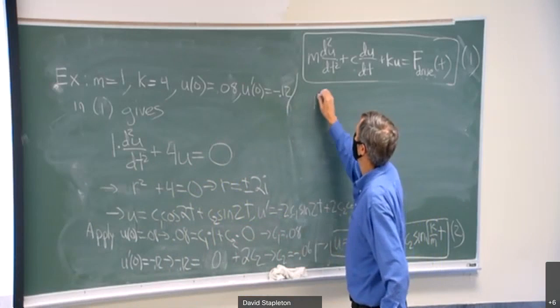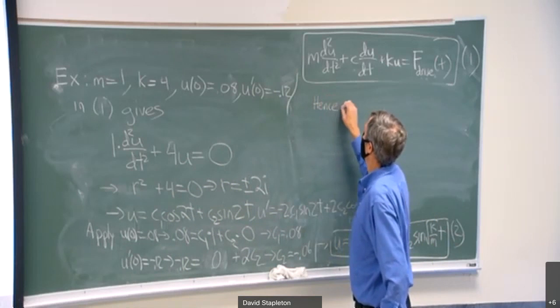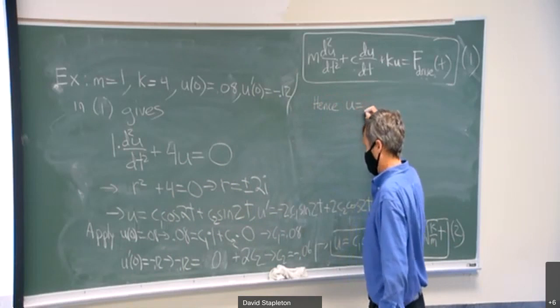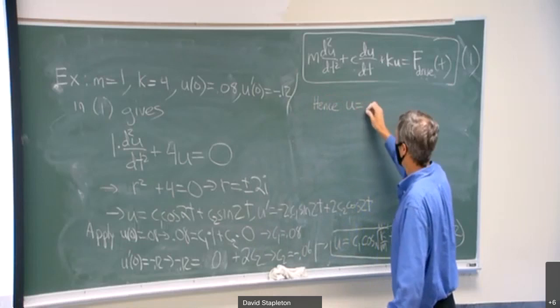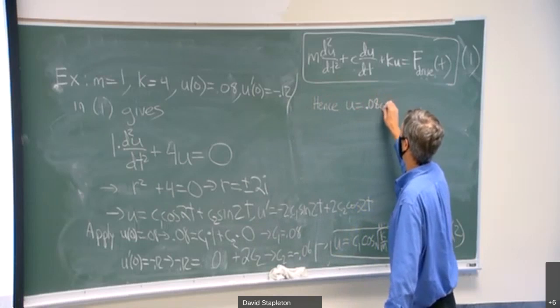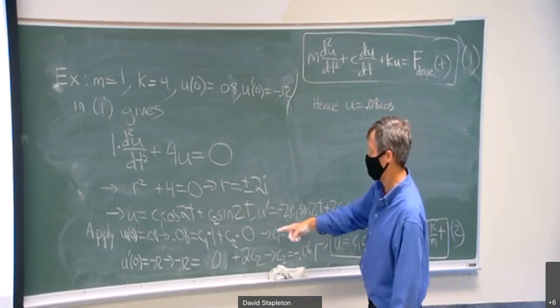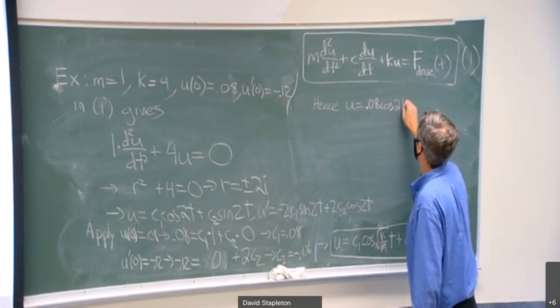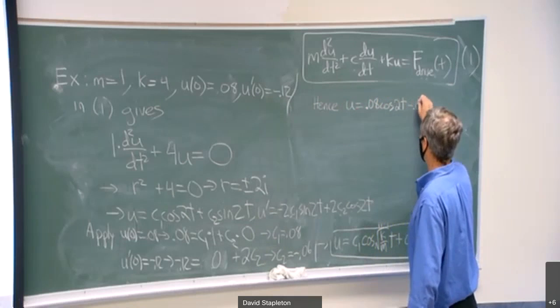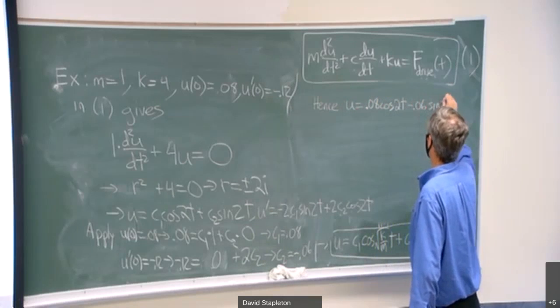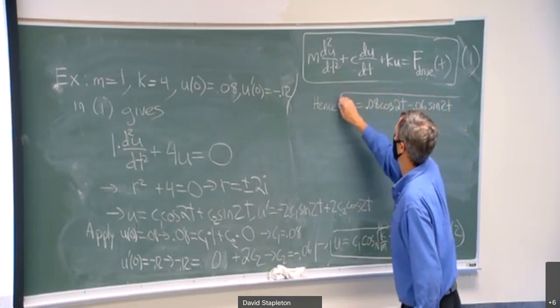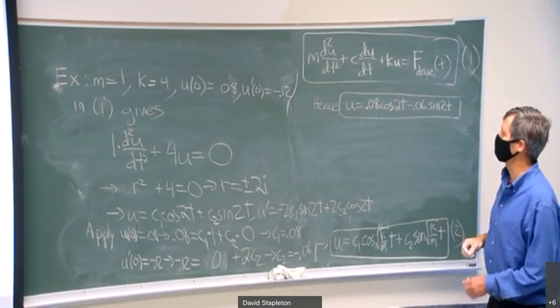Evidently, the motion is u equal to 0.08 cosine 2t minus 0.06 sine 2t. There it is. That's the solution to this mass on the spring problem.